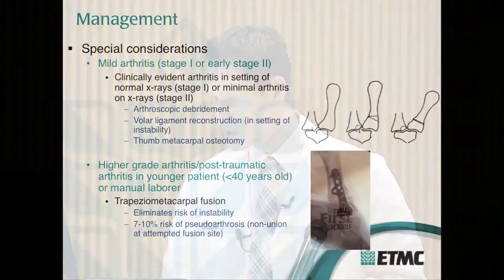So I'm purposely taking the two joints over here, taking away all the cartilage, putting the joint in a more favorable position so that you can optimize the function of the hand, and then putting implants in there to fuse the joint. So basically trying to make two bones become one and stay rigid.